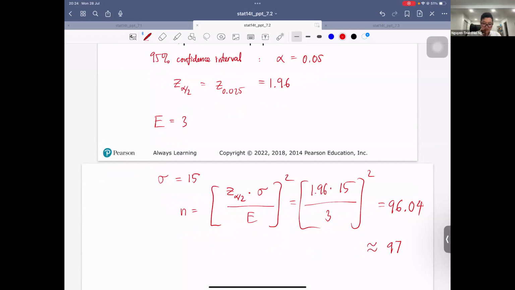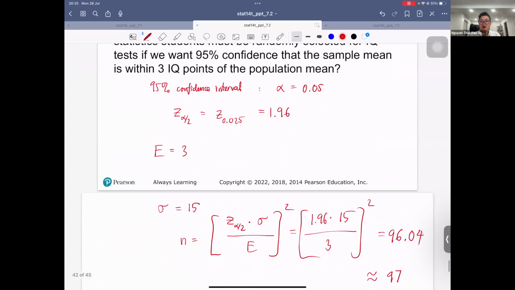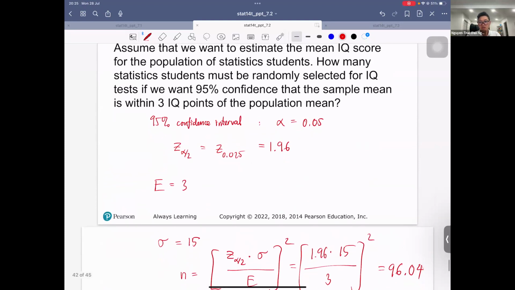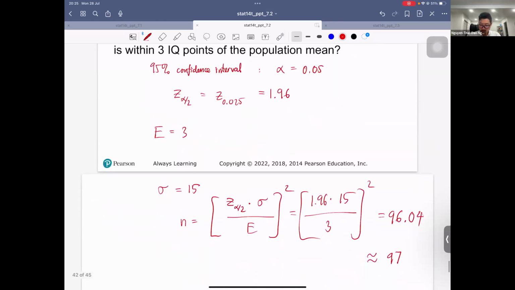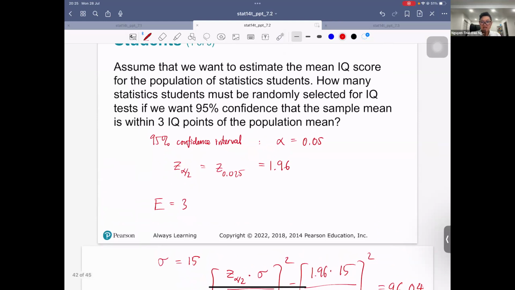The interpretation in this problem: among the thousands of statistics students, we need to obtain a simple random sample of at least 97 of their IQ scores, right? With a simple random sample of only 97 statistics students, we will be 95% confident that the sample mean x bar is within 3 IQ points of the true population mean mu. So these are the interpretations for this problem.